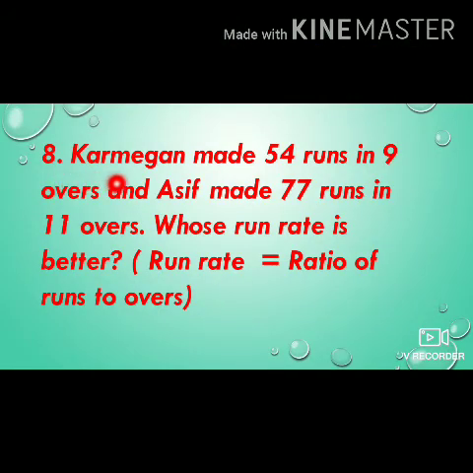Eighth sum. Karmugilan made 54 runs in 9 overs and Asif made 77 runs in 11 overs. Whose run rate is better? Here, run rate is equal to the ratio of runs to overs. That is, 54 is to 9 is equal to the run rate. The ratio of runs to overs is equal to the run rate.